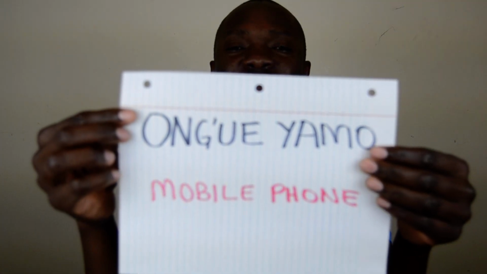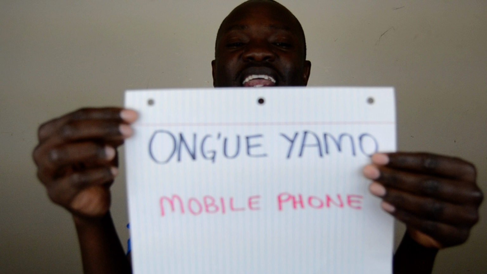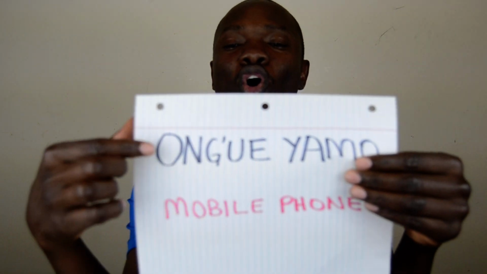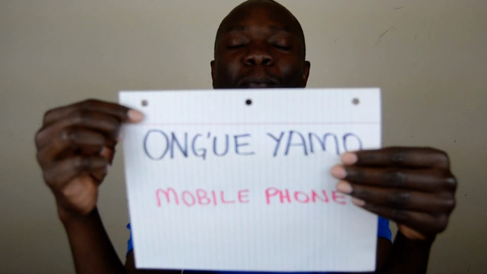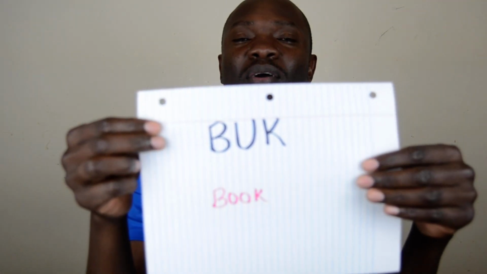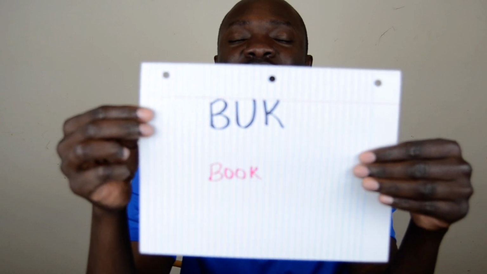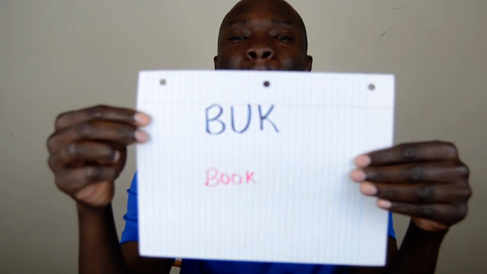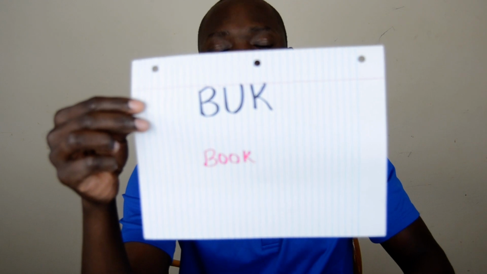And then mobile phone. Onweyamo. That's a mobile phone. Book. Book is easy. Book is book.